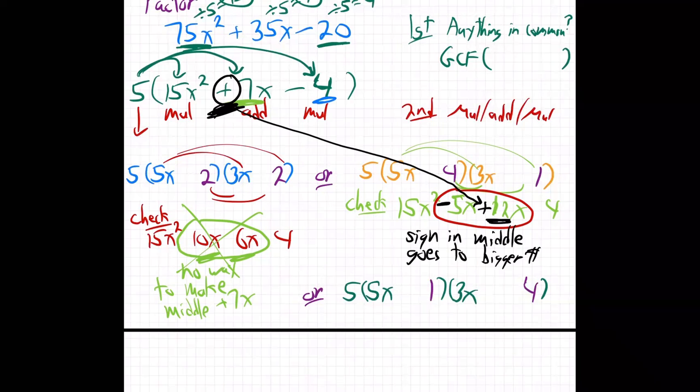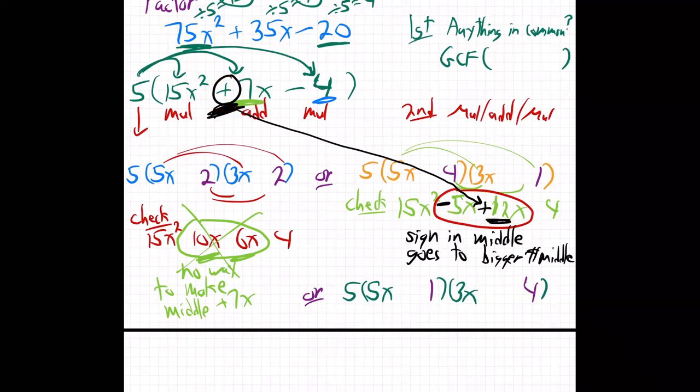See that? Okay, so one more time on that. The sign in the middle goes to the bigger. Just automatically, don't even think about it. Sign in the middle, right to the bigger. And then the smaller number in the middle, that can be plus or minus, depending on what you need to make in the middle. You need to make plus 7. So 12 minus 5 is plus 7.